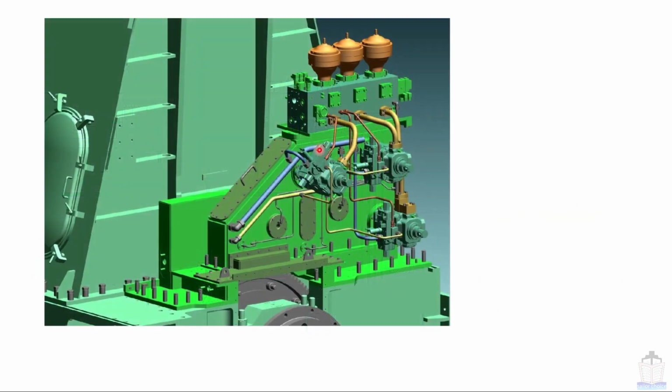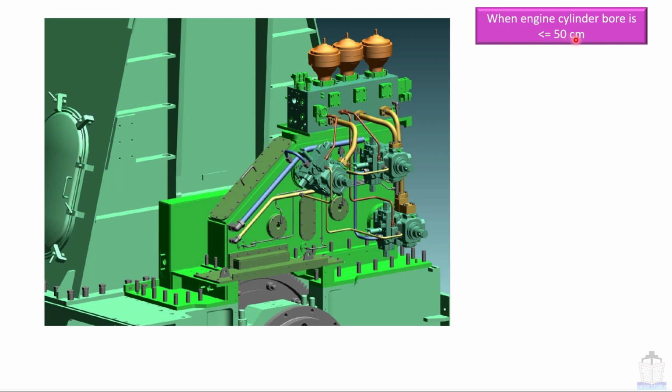By seeing this picture, it is clear that all these fitments are basically situated at the bottom part of the engine. This is the flywheel, meaning the HPS system is directly attached to this flywheel. This type of setup we will find when the engine cylinder bore is less than or equal to 50 cm.